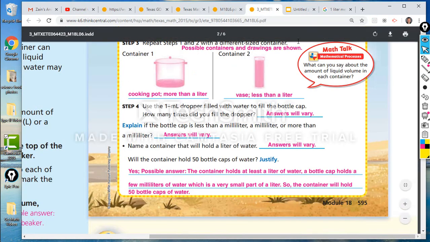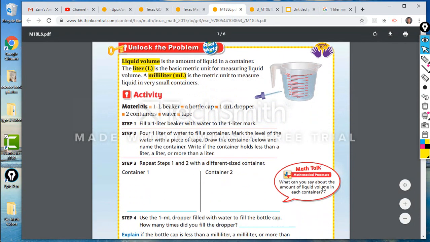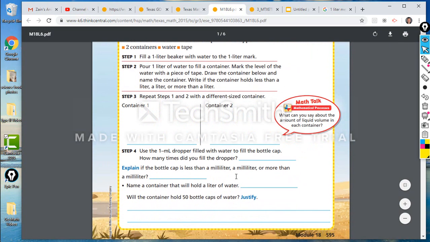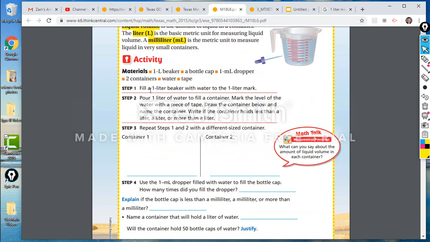So again, the instructions for the experiment are right here, and the answers are going to vary depending on each and every one of you. Okay, this is not something that's going to be the same for everyone because you're going to have a different container, and the answers will vary. So the directions are right here for you to follow: you have step 1, step 2, and step 3.